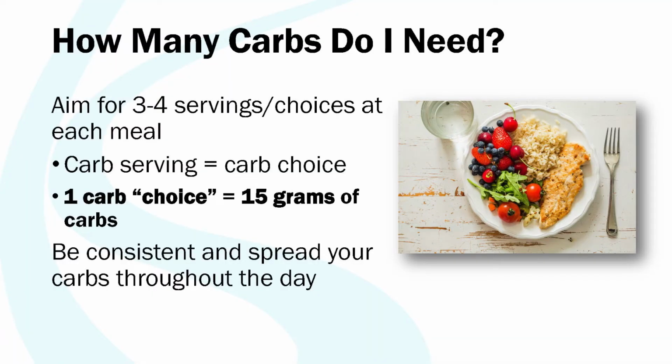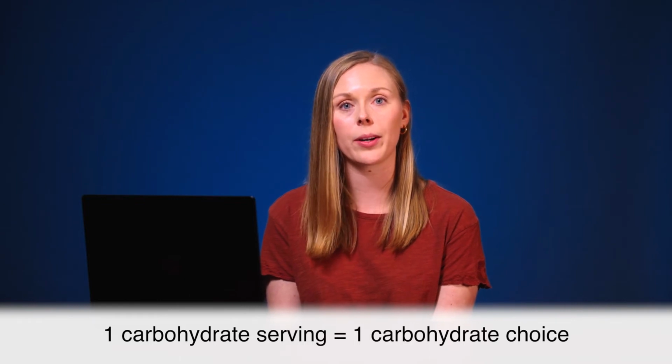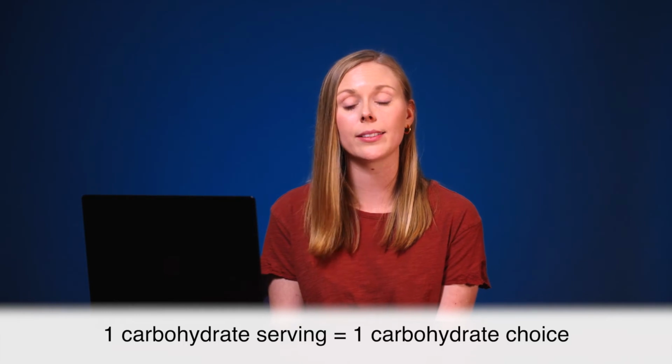So you might be wondering about how many carbs you should be having at each meal and each snack. Like I said, this varies from person to person. However, the typical adult should have anywhere from 3 to 4 servings of carbohydrates at each meal and about 1 carbohydrate serving at each snack. And when I say carbohydrate serving, you can also call it carbohydrate choice. This is the common language that you'll hear when people are carb counting. We consider carbohydrate servings the same thing as carbohydrate choices.